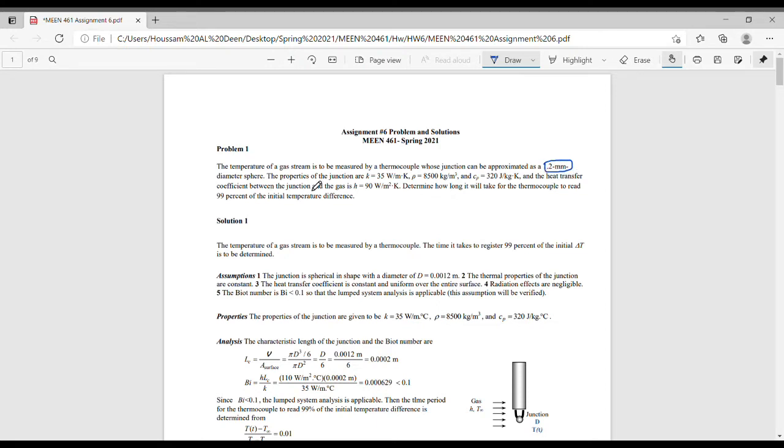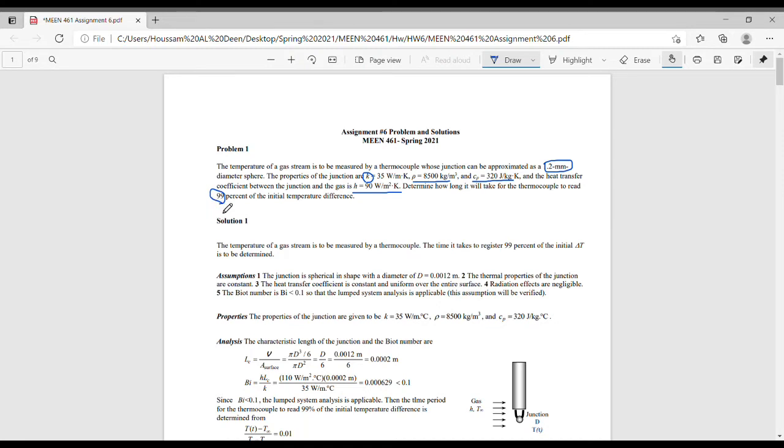The properties of the junction are given. He gave us the thermal conductivity, the density, and the Cp, which is 320 joule per kilogram Kelvin. The heat transfer coefficient h is 90 watt per meter square Kelvin, and they're asking us to determine how long it will take for the thermocouple to reach 99% of the initial temperature difference.